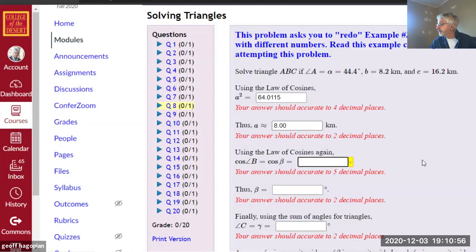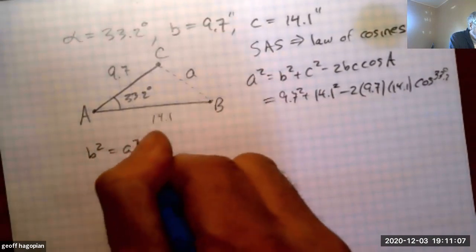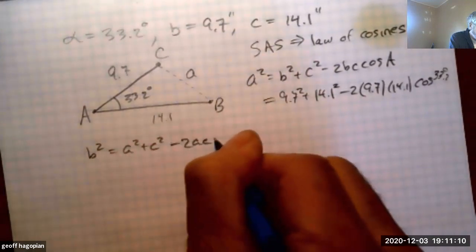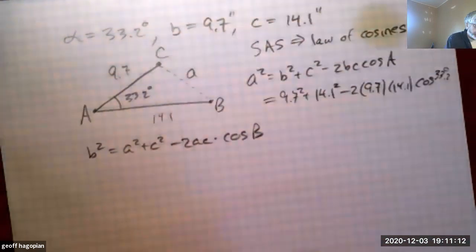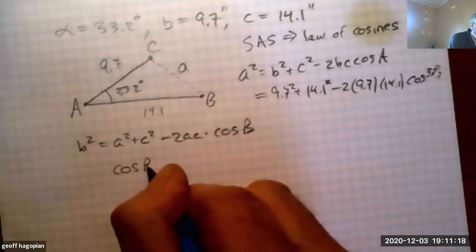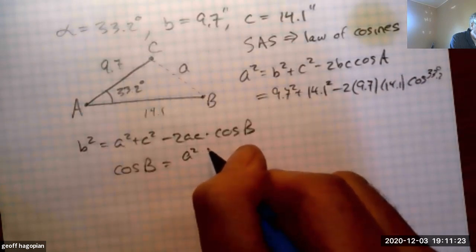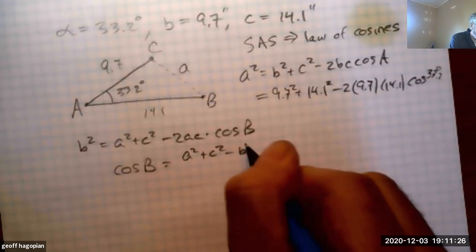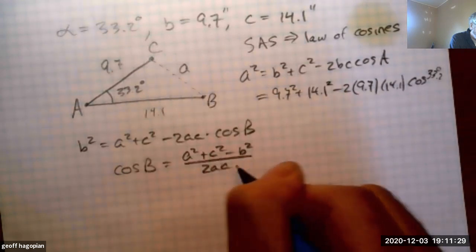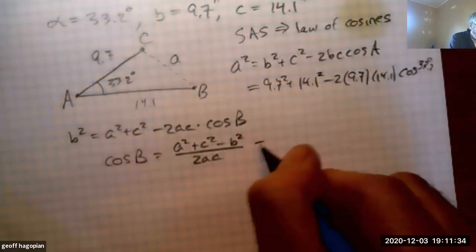Okay, so B squared is A squared plus C squared minus 2 times A times C times cosine of B. And we would solve for B. Well, let's solve first for cosine B, and get A squared plus C squared minus B squared all over 2AC. And so then B, well, let's see what that is.